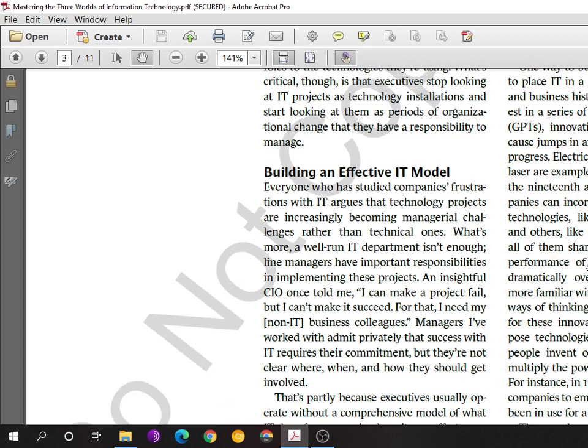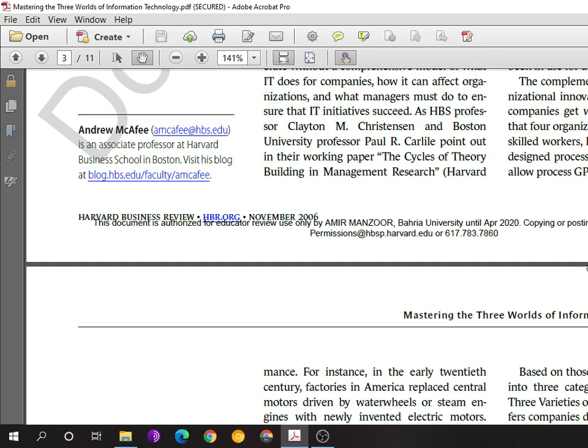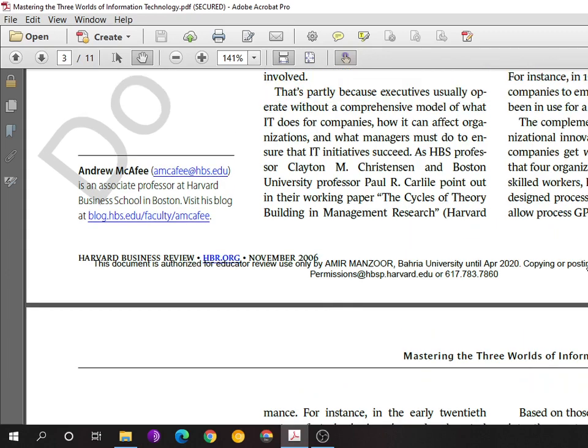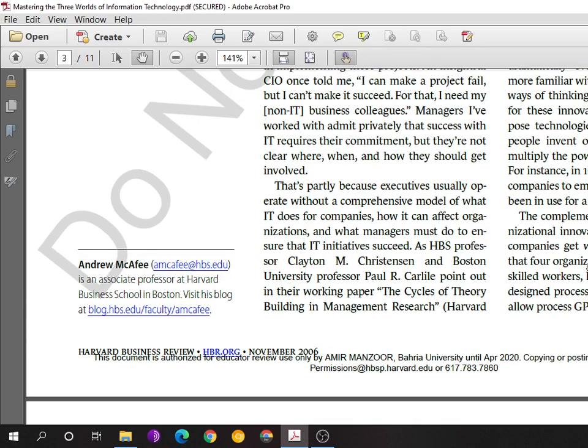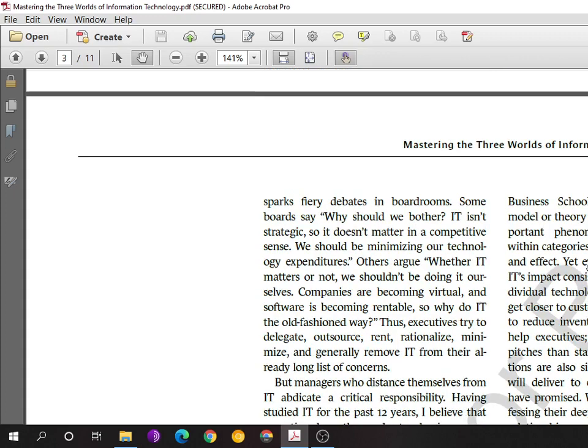Anyways, for that you need to build an effective IT model. When you're building an IT model, you need to understand why you'll be using those technologies and how you'll be using them. They've discussed another theory called the cycles of building in management research. That's a paper by two authors. One of them is the Harvard Business School professor Clayton Christensen, who also talked about disruptive innovation theory.